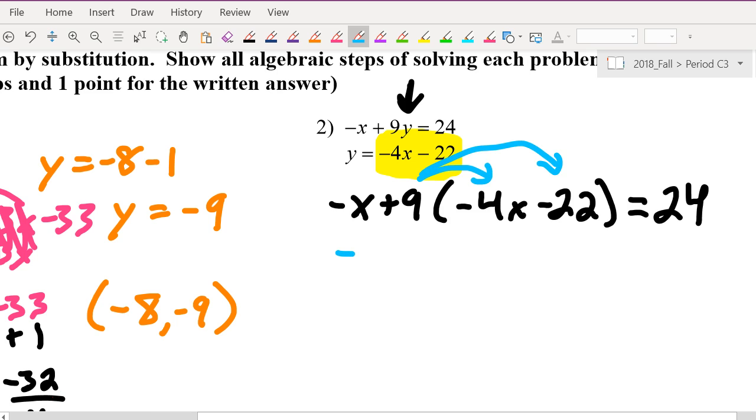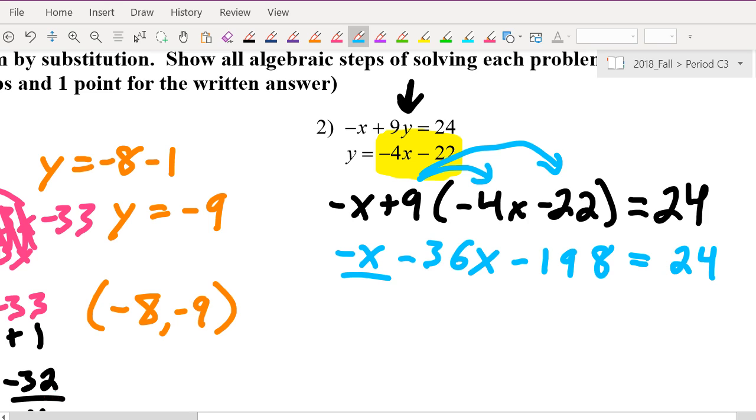Distribute, which is multiply. So 9 times negative 4x, right? 9 times negative 22, I don't know. I could do a shortcut though. 10 times 22 is 220, and then we just subtract 22. So it's 198. Am I right? Yes. Who's done it on a calculator already? Okay, yes, she checked me.